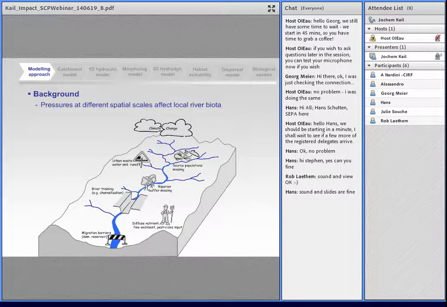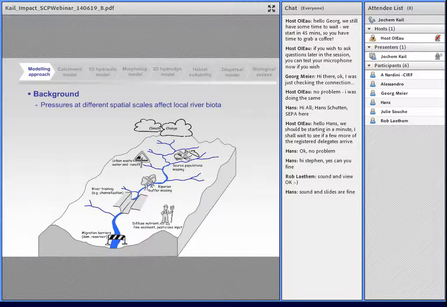The main idea was that reach scale restoration and reach scale morphology in biota is influenced and affected by pressures at different spatial scales. And so biota doesn't only depend on the local hydromorphological conditions, but also, of course, on things like migration barriers, source populations, catchment scale pressures like diffuse source pollution and point source pollution, and also it will depend on global pressures like climate change.